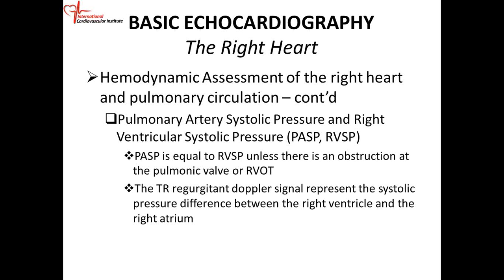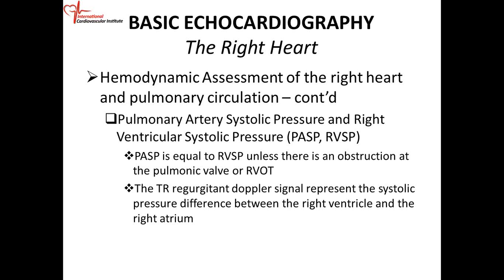Okay, so the gradient across the tricuspid valve is the right ventricular systolic pressure minus the right atrial pressure. And that's the gradient. There has to be a pressure difference for blood to flow from one area to the next. So the right ventricular systolic pressure is equal to the gradient plus the right atrial pressure. I showed you how to get the gradient, just looking at the TR velocity, and now I've shown you how to get the right atrial pressure. So it should be a routine part of your exam to report the right ventricular systolic pressure and the pulmonary artery systolic pressure. The pulmonary artery systolic pressure is the same thing as the right ventricular systolic pressure unless there is obstruction at the right ventricular outflow tract.